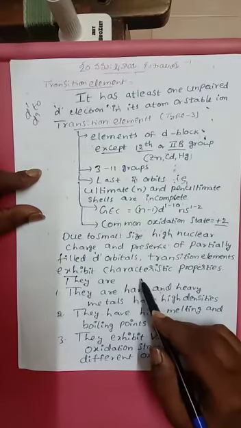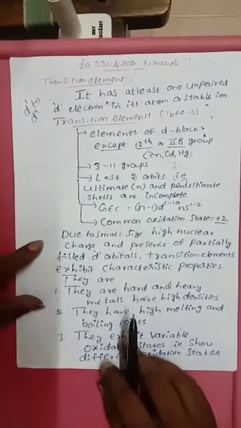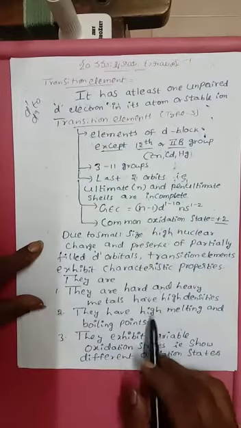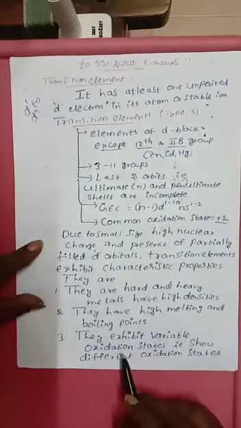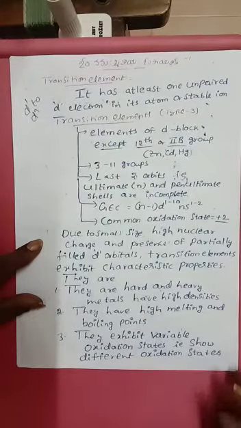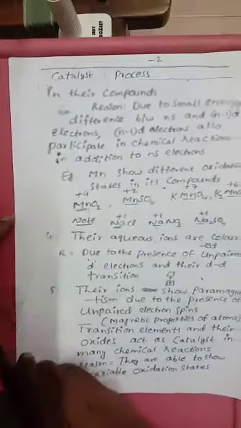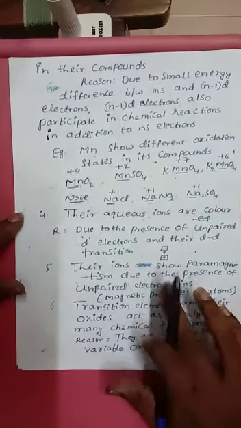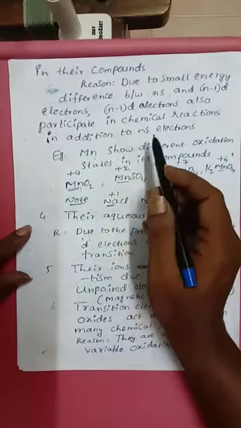So now let us see the characteristic properties of transition elements. They are hard and heavy metals and have high densities. They have high melting and boiling points. They exhibit variable oxidation states. What is variable oxidation state? If one element shows different oxidation states in its compounds, that is called variable oxidation states.